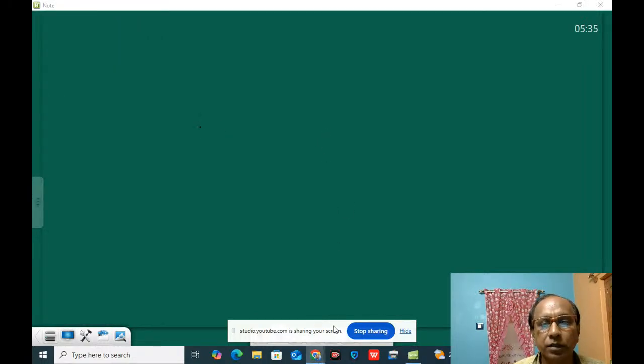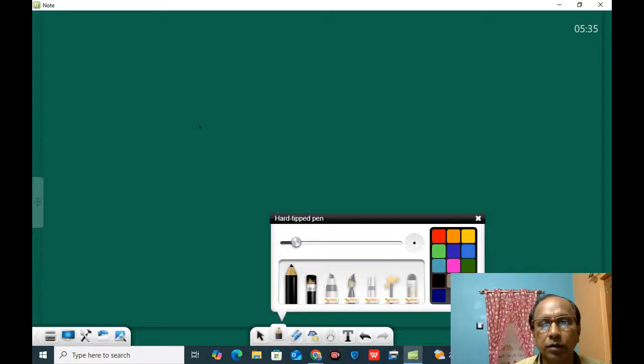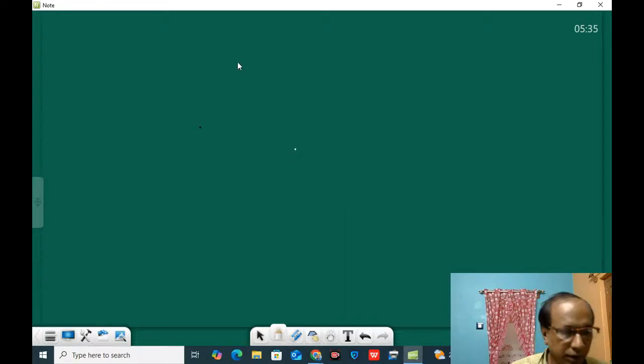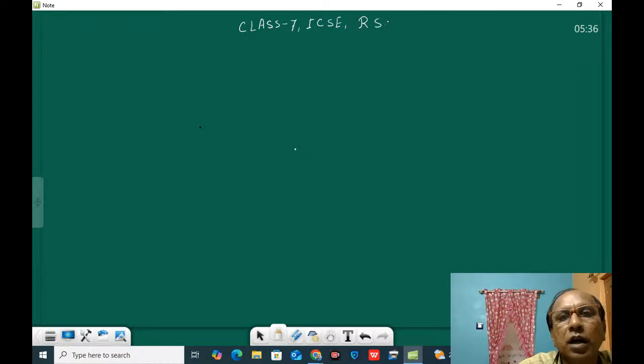This one is algebraic expression. This is from RSL. This is for class 7, and the board is the ICSE board, and this is the chapter from RS Agarwal.